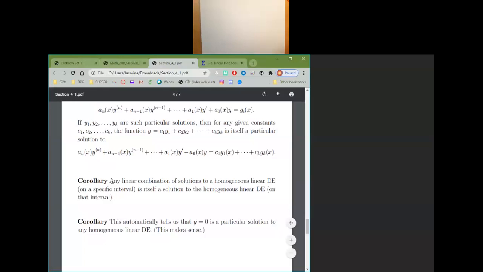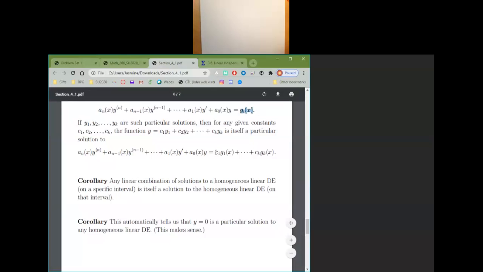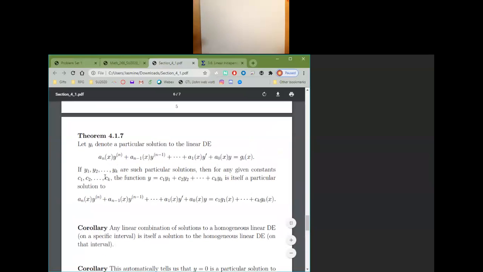In particular, any linear combination of homogeneous solutions is itself a solution to the homogeneous differential equation. Because of course, if these are all solutions to a homogeneous differential equation, then all of those g sub i of x's are 0. All of them are 0. And so any linear combination of them will itself also equal 0. So if you have k solutions of a homogeneous equation, then any linear combination of them is also a solution to the homogeneous equation.